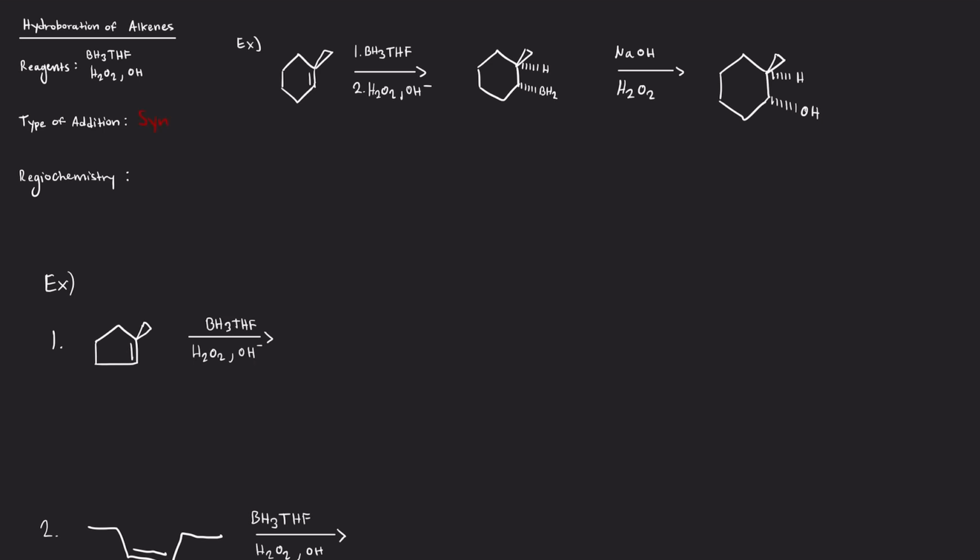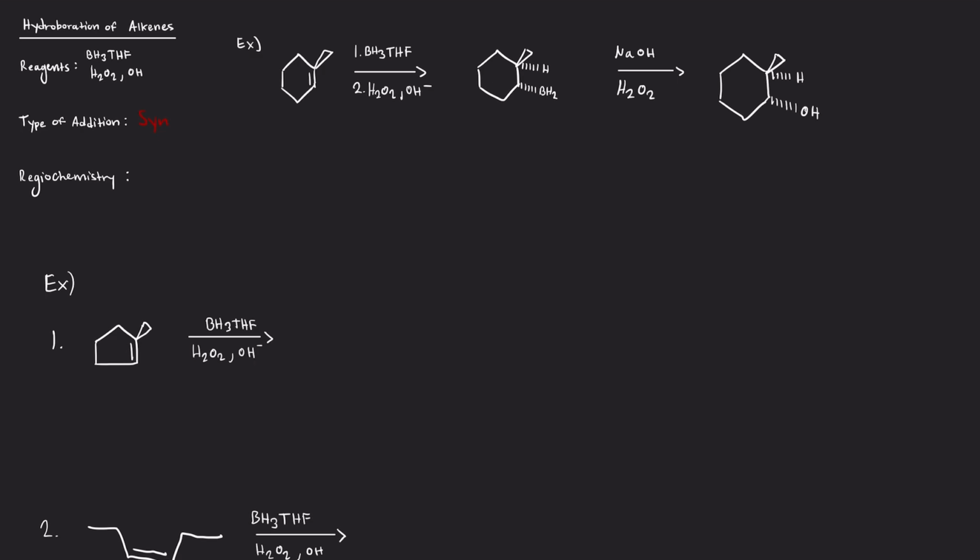Syn addition basically means the stereochemistry of the things you're adding. So if you look here on the right, in this example, they're both on a dash, and your end product, the H and the OH that you added, are both on a dash. So if they have the same stereochemistry, it's going to be syn addition, and if it's anti-addition, they have opposite stereochemistry. Regiochemistry is talking about if it's Markovnikov or anti-Markovnikov.